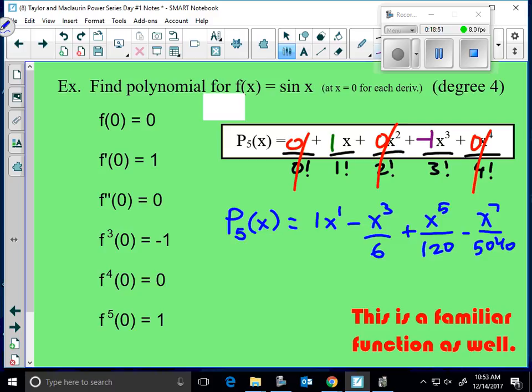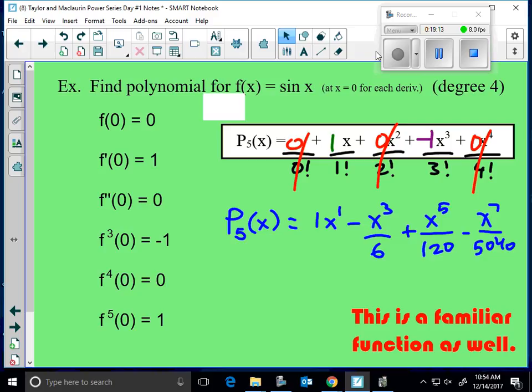Here's the other cool connection. Is sine an even or an odd function? It's an odd function, right? And guess what? All the powers of the sine polynomial are odd. Guess what all the powers of the cosine function will be? Even. So I could look at the cosine function, and I'd get something very different.